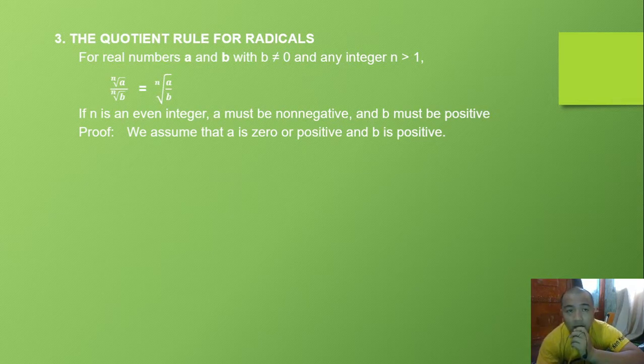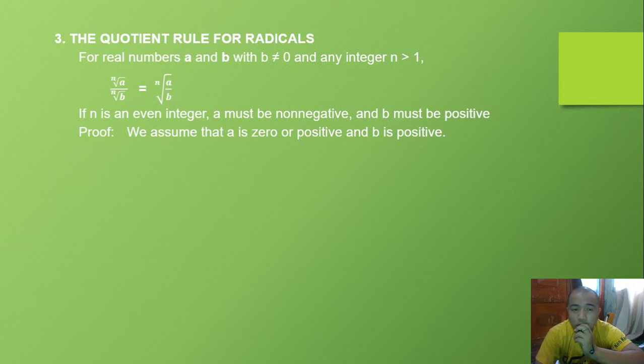Another law of radicals is the quotient rule for radicals. For real numbers a and b with b not equal to 0 and integer n greater than 1, the nth root of a over the nth root of b is equal to the nth root of a over b. If n is an even integer, a must be non-negative and b must be positive.